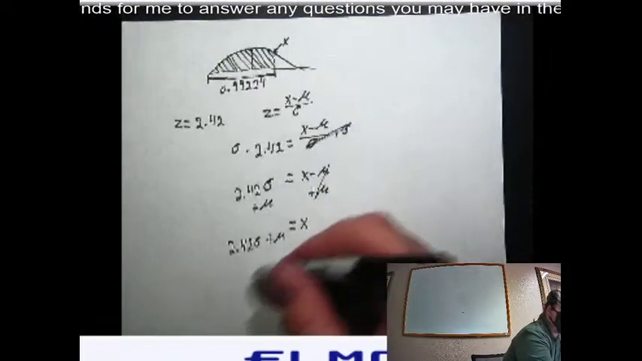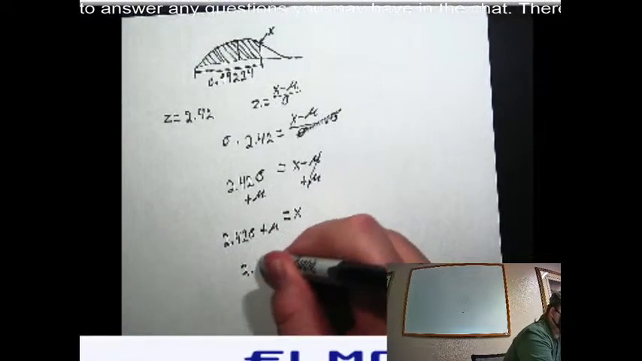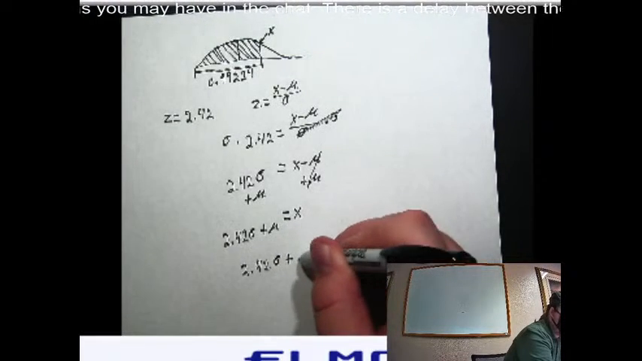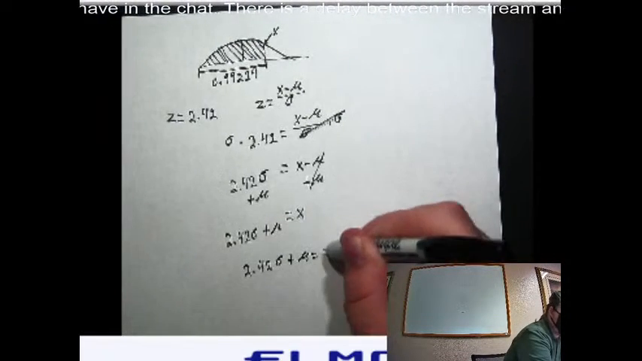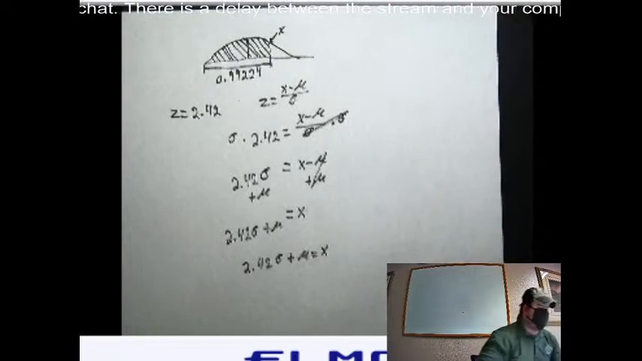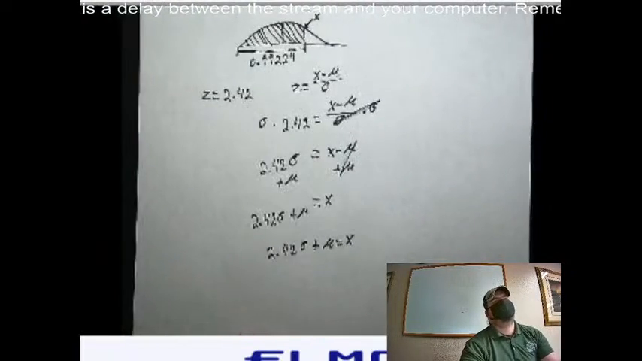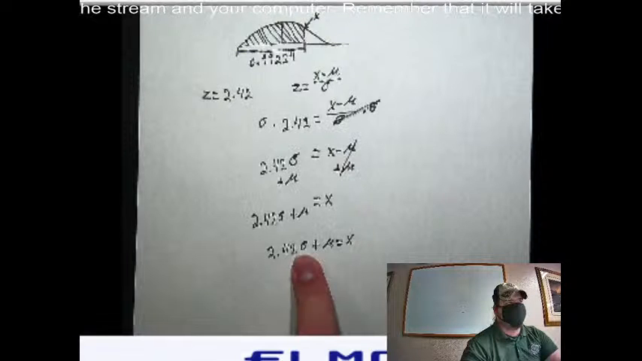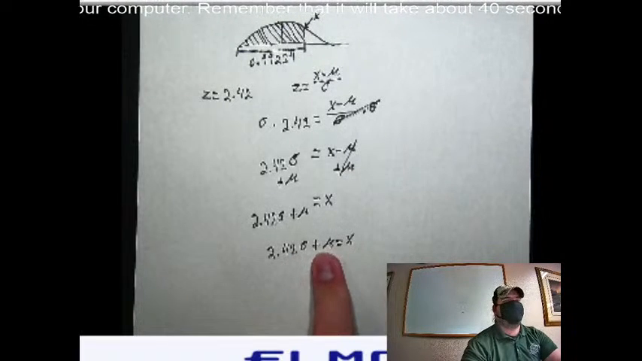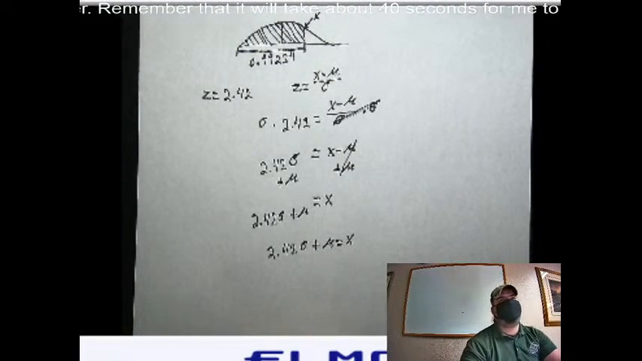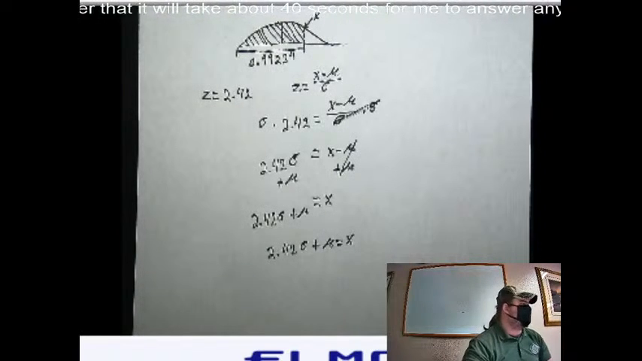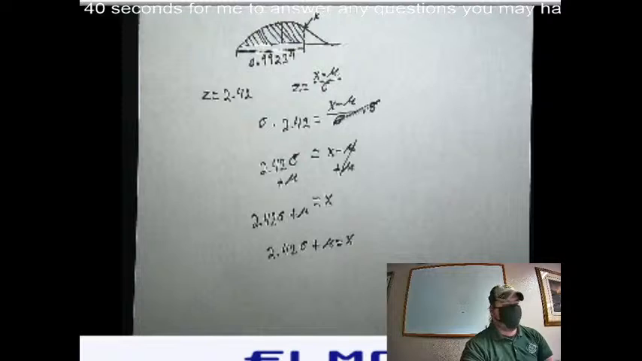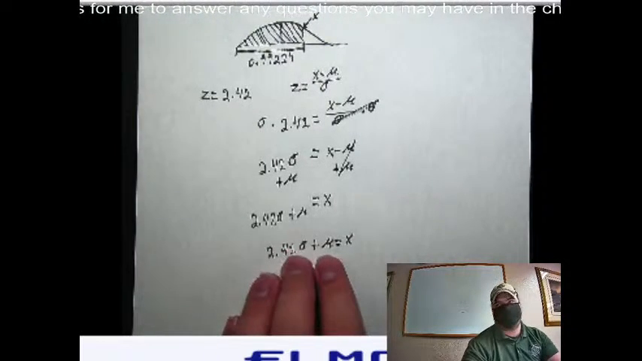I'll rewrite that, that looks really messy. 2.42 sigma plus mu equals x. So again, without the sigma, the standard deviation, and the mu, the mean, we can't actually figure out what x is. We would need both of those values. But we can still come up with an equation that represents it.